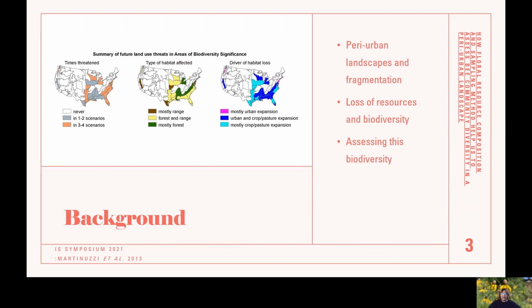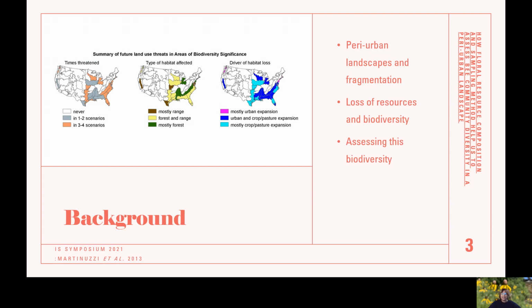So just a little background on my IS. Peri-urban landscapes and fragmentation are not a problem that is going away. Out of urban and cropland expansion, as you can see over here on the right of this graph, in the dark blue, urban and crop pasture mixture is actually expanding the most quickly out of both urban and cropland, which is very interesting and something that has happened in the last 20 years.